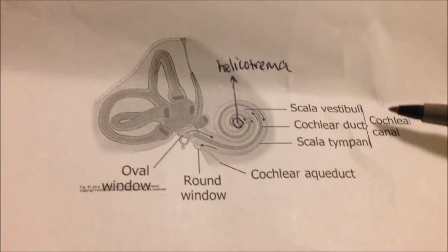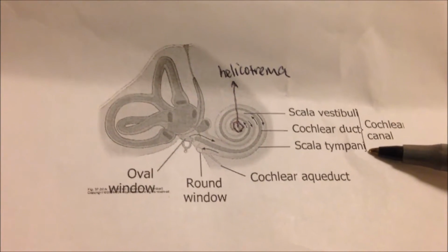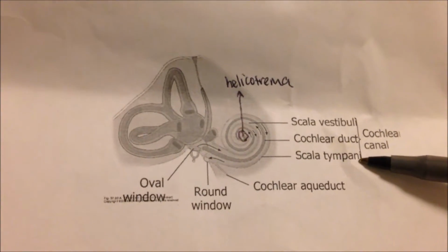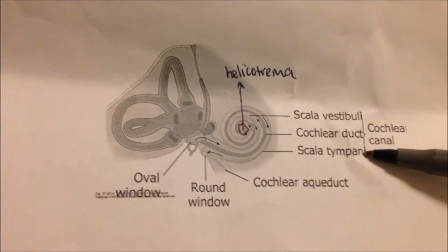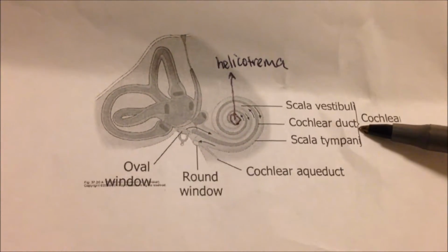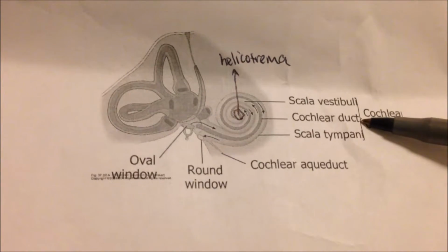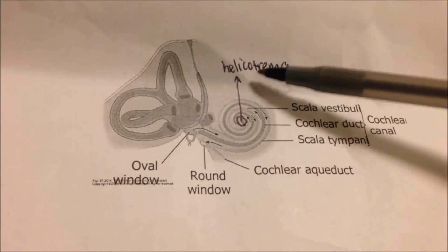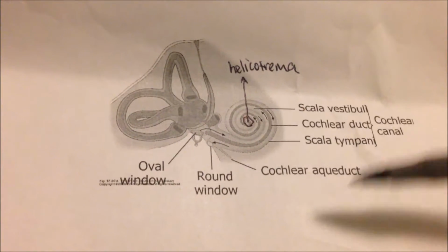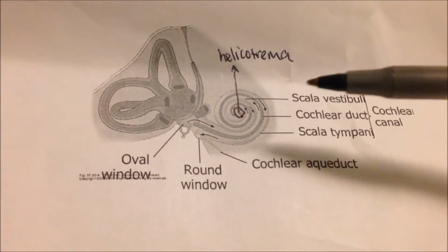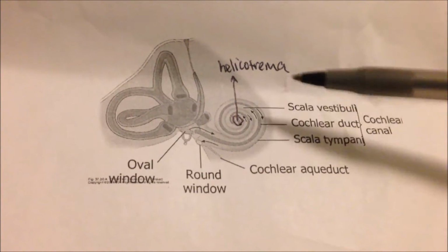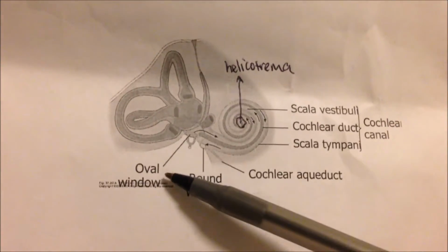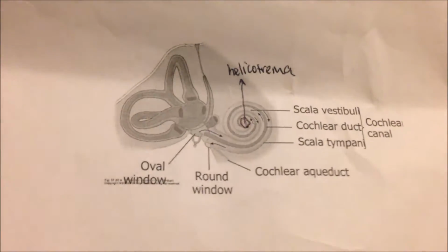And the scala vestibuli and scala tympani are part of the bony labyrinth, and they're filled with perilymph. And the cochlear duct is part of the membranous labyrinth, and it's filled with endolymph. And then the helicotrema is where the scala tympani and the scala vestibuli meet. And the round window is down here. The oval window is right here.